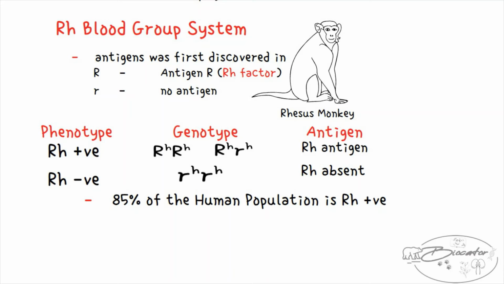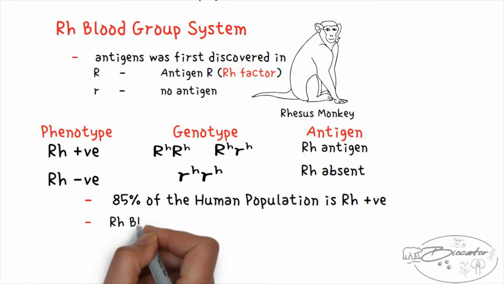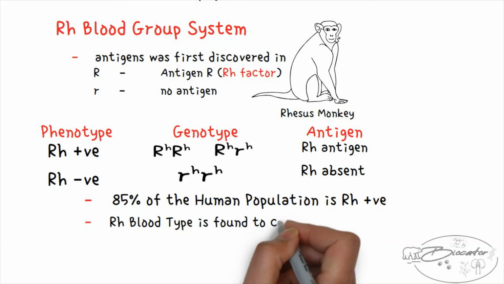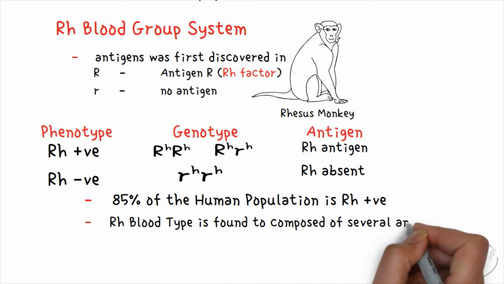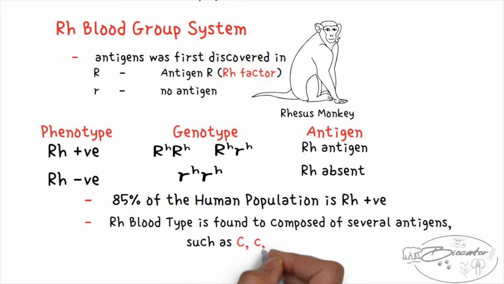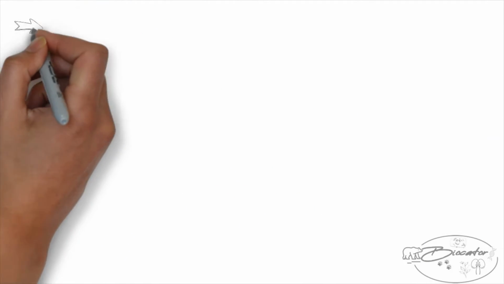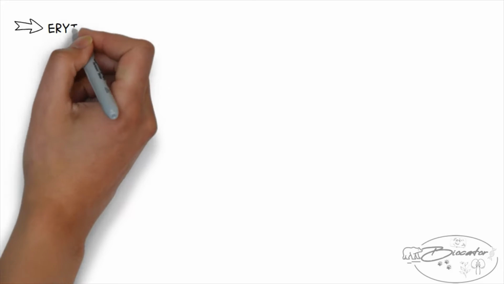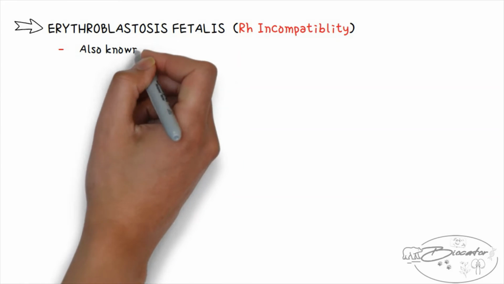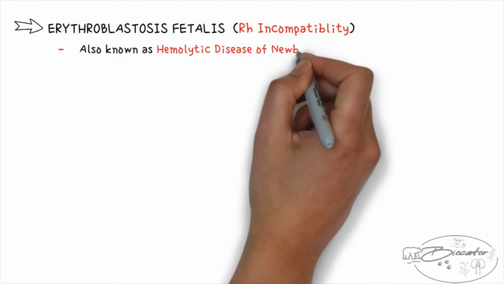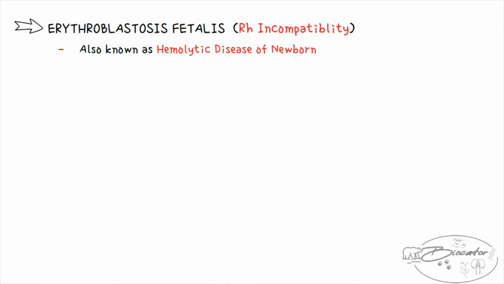Further studies show that the Rh blood type is composed of several different antigens such as C, c, D, d, E, and e. And now we are going to talk about erythroblastosis fetalis or Rh incompatibility, also known as hemolytic disease of the newborn. We will talk about each of these terms as we go through the topic.